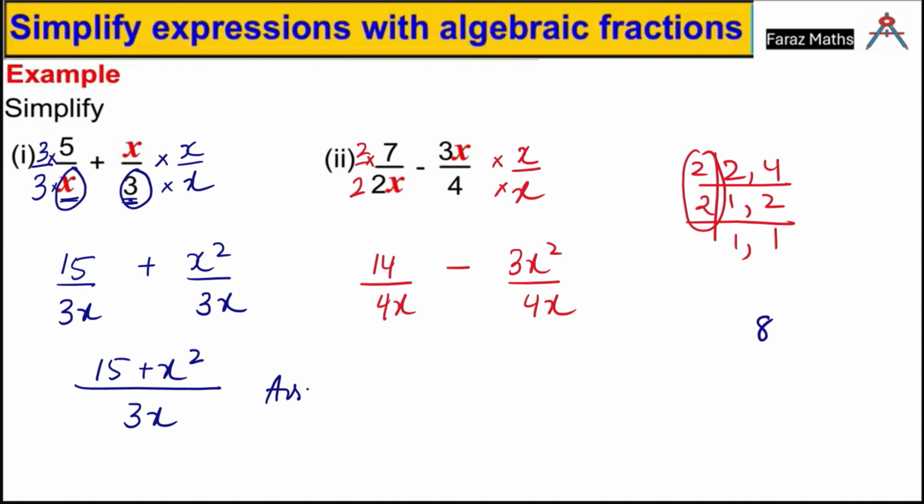Okay, you cannot make it 8x. Why? Because the lowest common multiple of 2x and 4 is 4x, because 4 goes into 4x and 2x goes into 4x. Now we just need to write 14 minus 3x squared over 4x, and that's our answer.